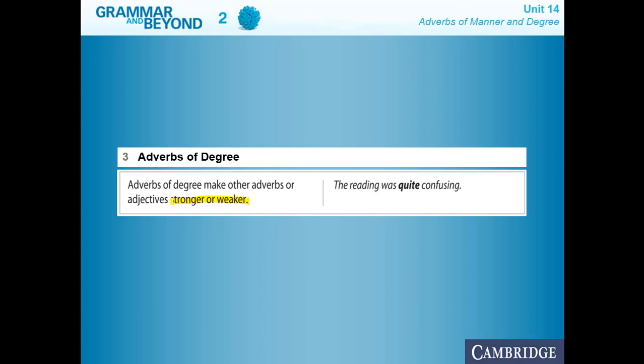For example, the reading was quite confusing. Here, the adverb quite is not describing how the verb is, no, right? But it is making the verb confusing a little bit stronger, right? Quite. It means that it was so confusing, but it's quite, it's confusing. Okay, the teacher speaks kind of softly.